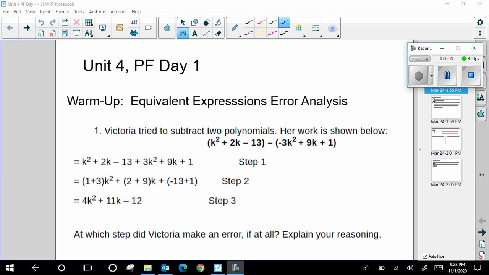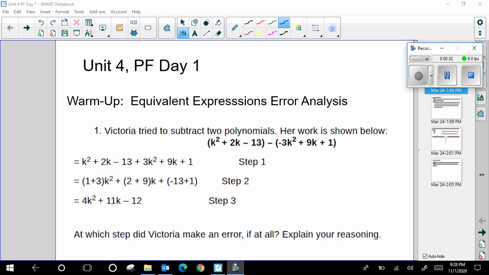All right, here we go. Unit 4, polynomial functions. In this unit, we're going to be looking at polynomials of higher degree. We've looked at quadratics, which is degree 2. Now we're going to look at polynomial functions with higher degrees, such as 3, 4, 5, and 6, and so on. All right, so a little bit of Algebra 1 review.